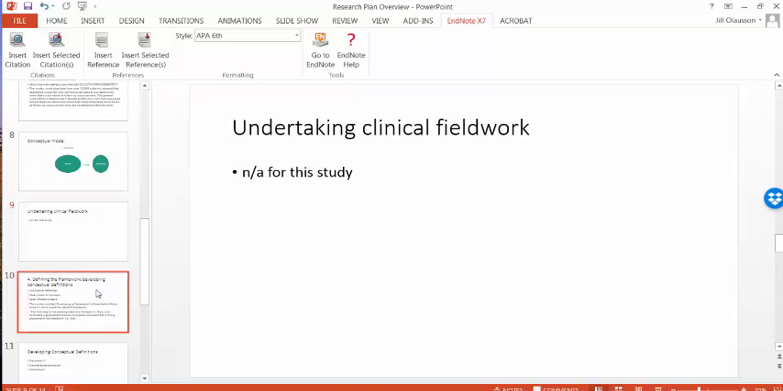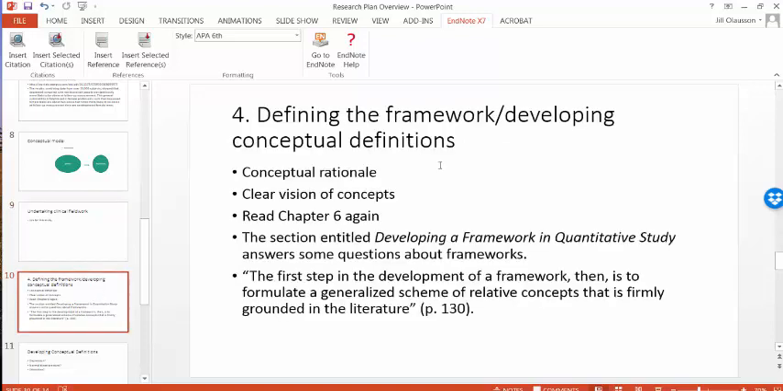And so when we talk about step 4, defining the framework, in chapter 6 there's a really good section called Developing a Framework in Quantitative Studies. It says we need to have a conceptual rationale for doing what we're doing in a research study. And in this research study, we're comparing variables. So why? Tell me why you're comparing these two variables. This is what your framework is. You want to have a clear vision of the concepts that you're looking at.